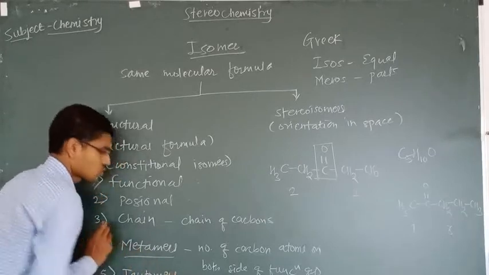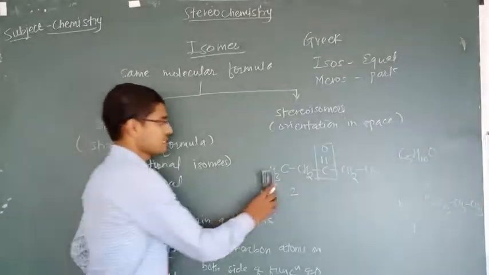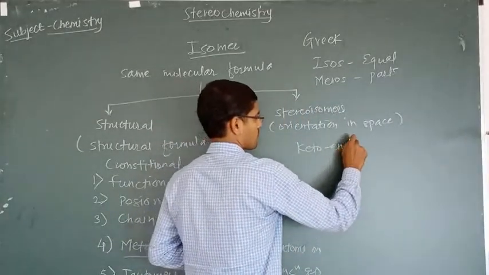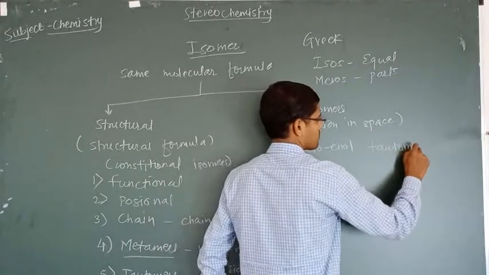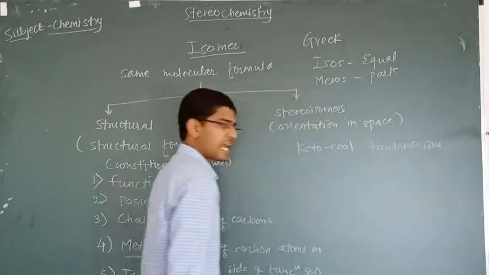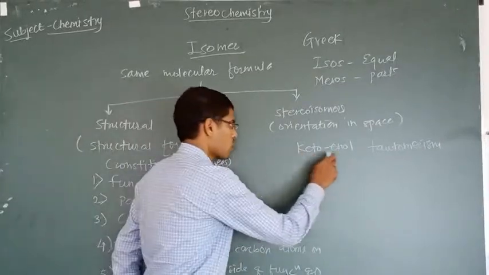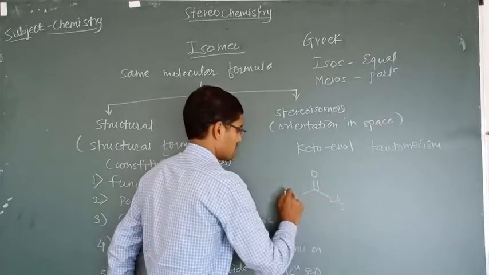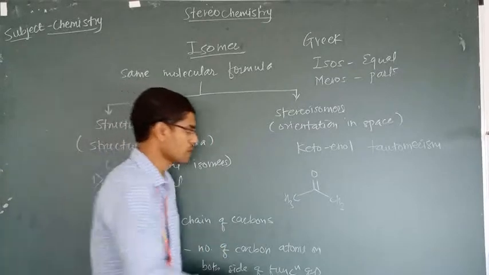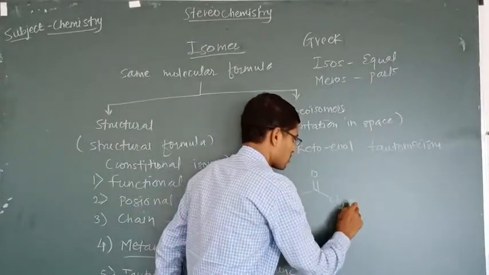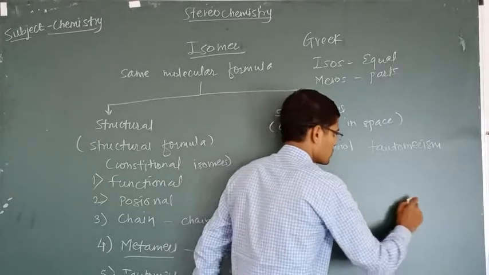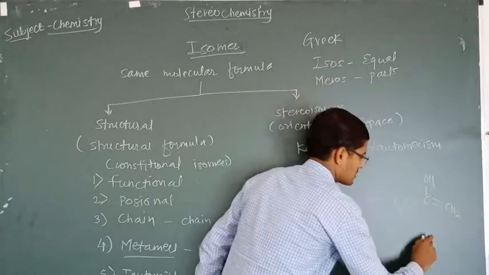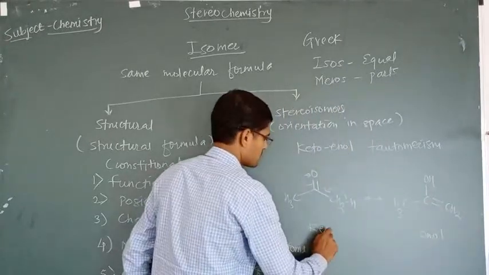tautomers. A well known example for this is keto-enol tautomerism. Rearrangement of a single proton between the keto form and the enol form is called keto-enol tautomerism. For example, CH3. This is the keto form. Rearrangement of only a single proton gives you another form. This is the enol form. This is the keto form.